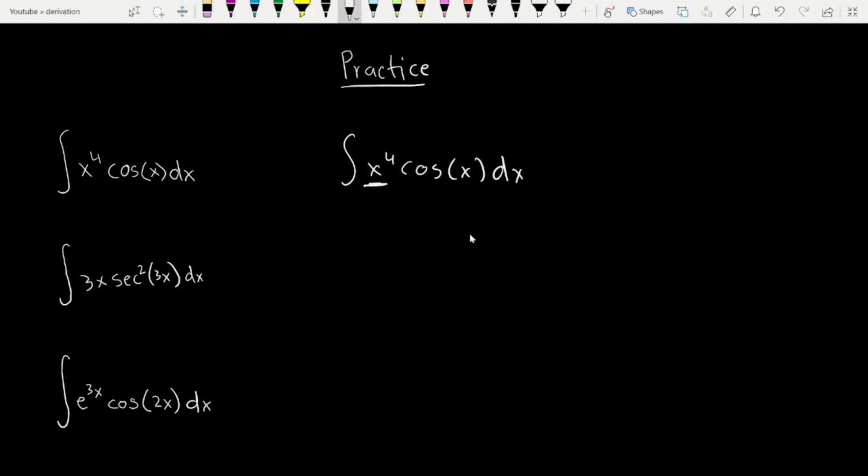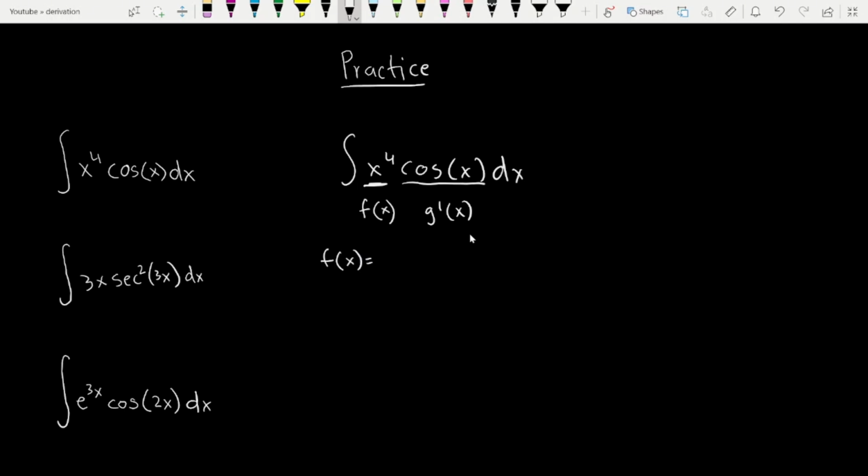Now, the thing I differentiate, I go ahead and call that my f of x. And so, of course, if I'm differentiating this, I need to be integrating the cosine. So this is what I'm going to call my g prime of x. And now I can just go ahead and apply the formula. But before that, I'm going to write my f of x over here.